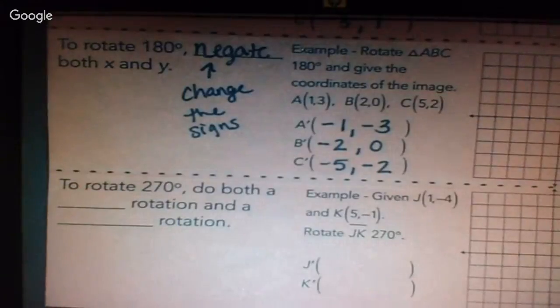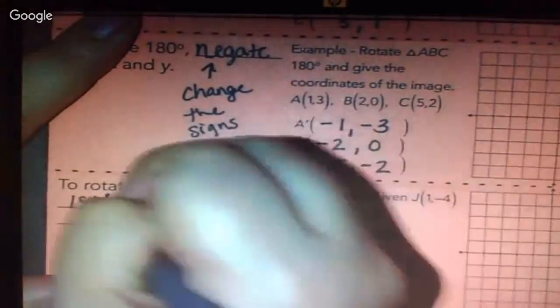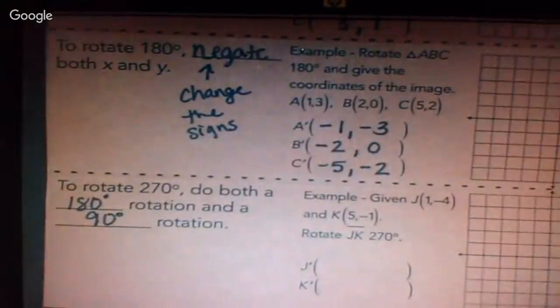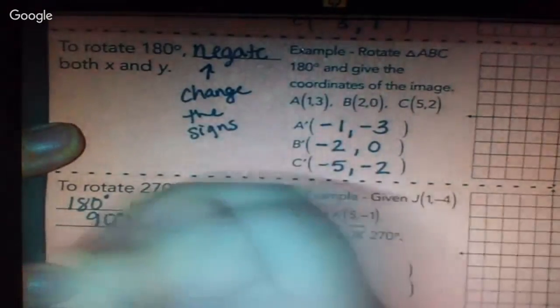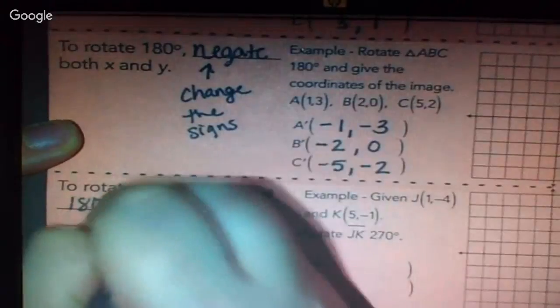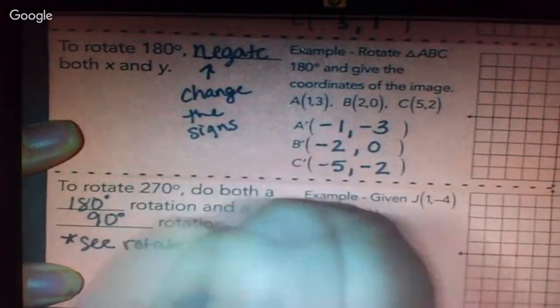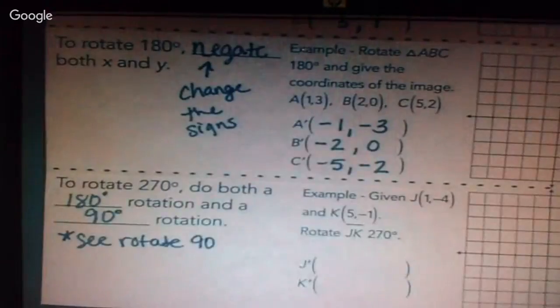To do a 270, we do a 180-degree rotation and then a 90-degree rotation on top of it. I hate that sentence. So, if you would like, you can put C, rotate 90. Okay, because remember, 270 is the same thing as rotating 90. So I want you to do the same thing that we did in that first example, where you took the points and you switched them, and then you found the quadrant you were in. Okay, it's the same thing.